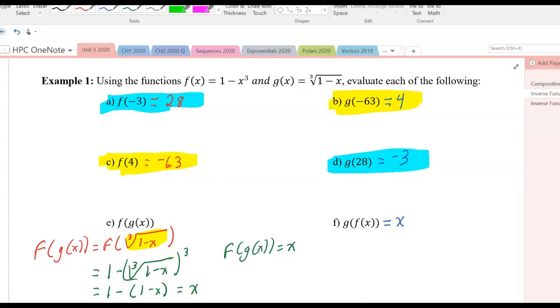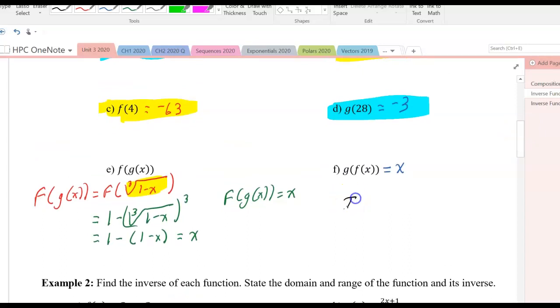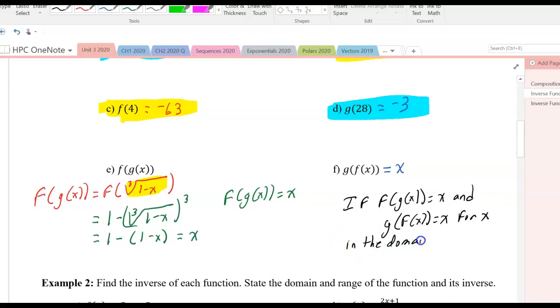The second thing you should notice is in part E and F, when you compose them, you get x both ways. So the idea that we're trying to refresh your mind about from maybe Algebra 2 is the following. If f of g of x is equal to x, and g of f of x is equal to x, now the technical definition says for all x in the domain, then f and g are inverse functions.